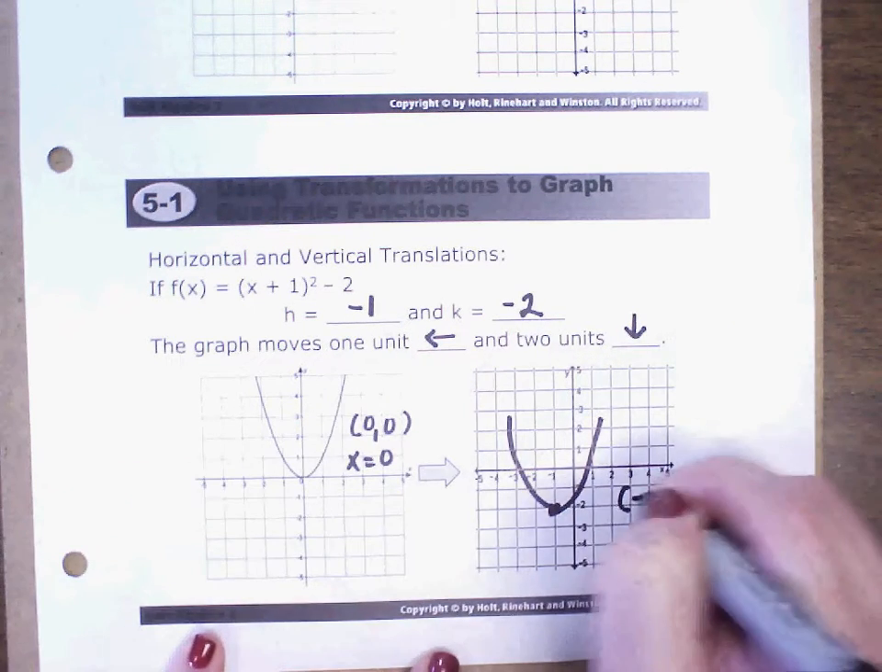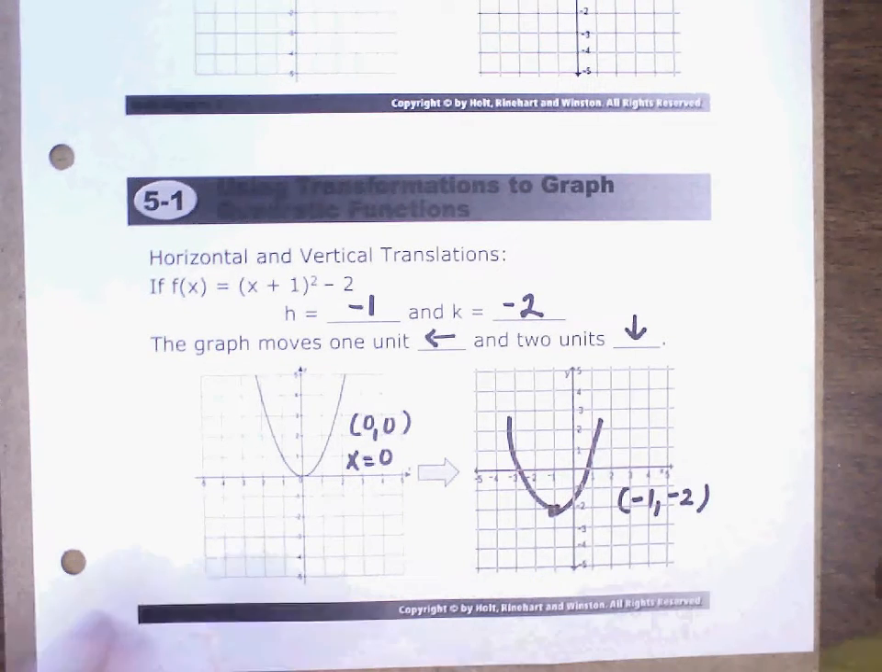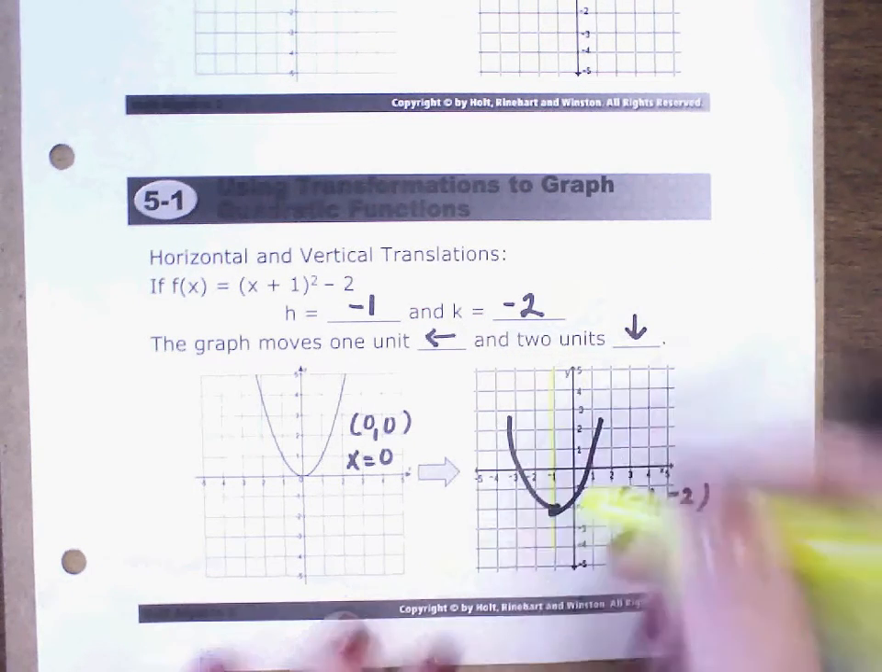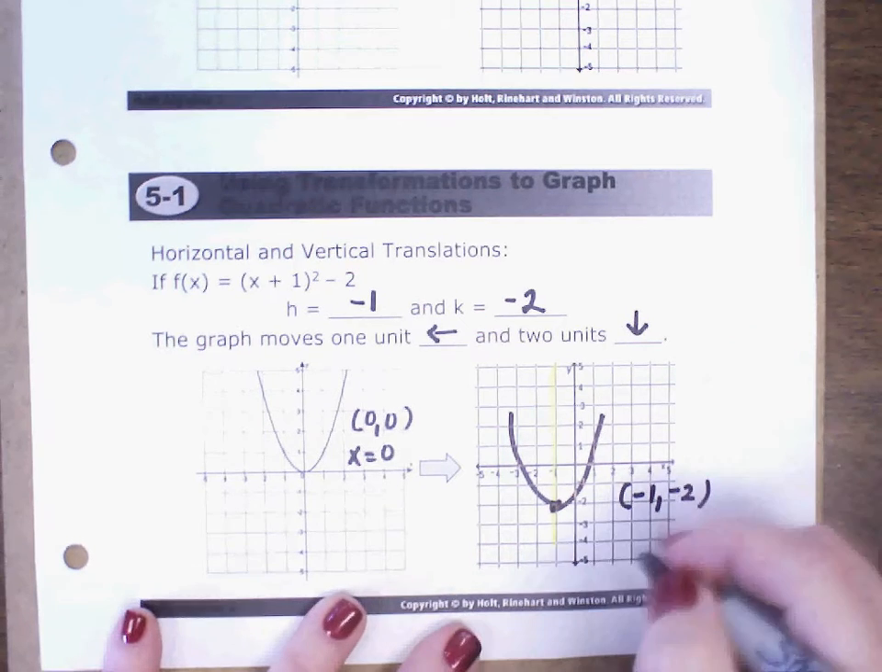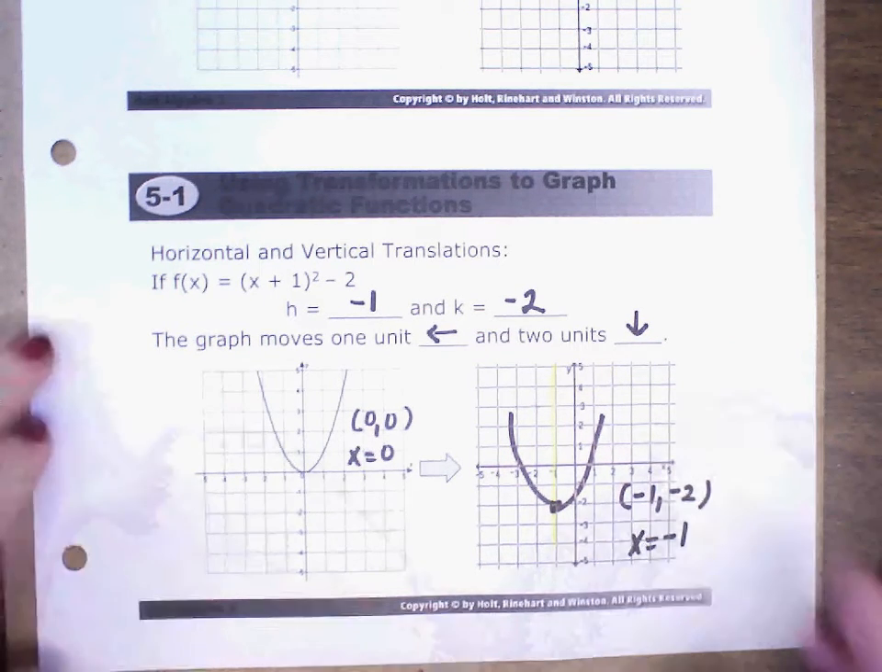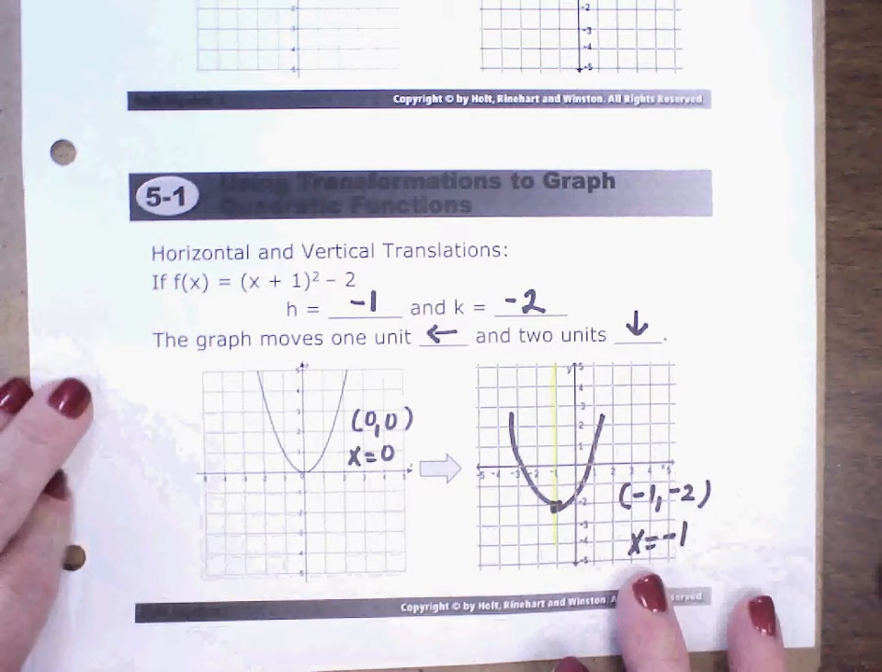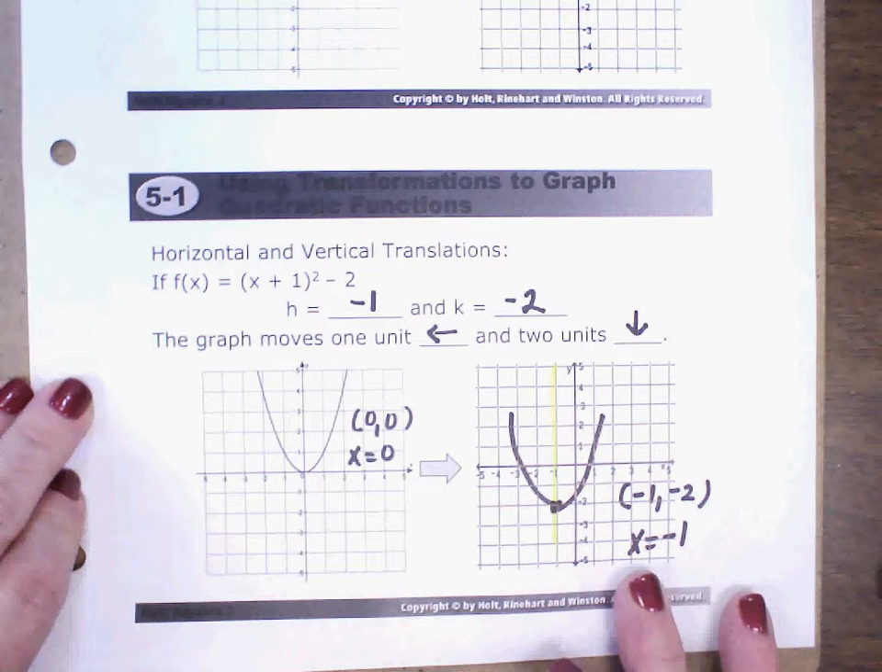So this used to be 0, 0, x equals 0. My vertex is negative 1 and negative 2, h and k, right? My vertex is h and k. And then what's my axis of symmetry? X equals negative 1.